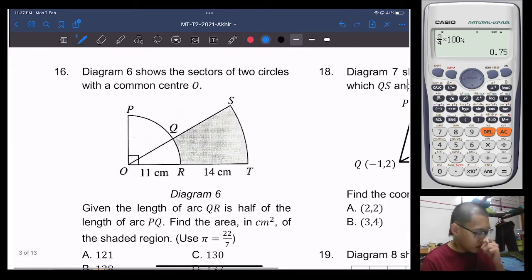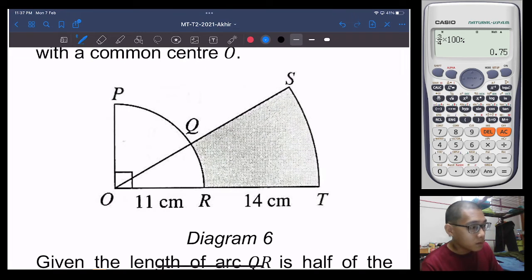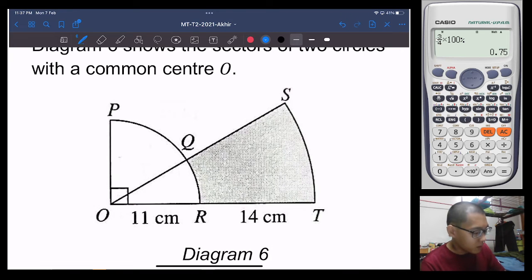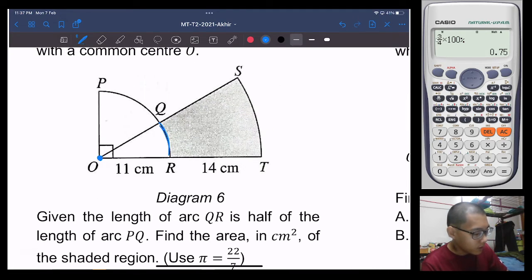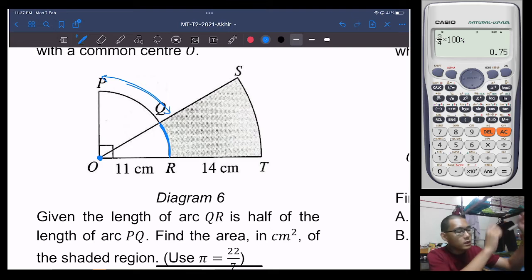Okay, now question 16. Diagram 6 shows the sector of two circles with a common center. So we have a common center, right? Common center here, O. So that means this sector and this sector have the common center O. That means the radius we try to find starts from O to R and O to T. So given that the length of RQR, here, is half of the length of PQ. PQ is here, right? Because it's half, let's say PQ we put as 2x, unknown. So here we have x, half of them.